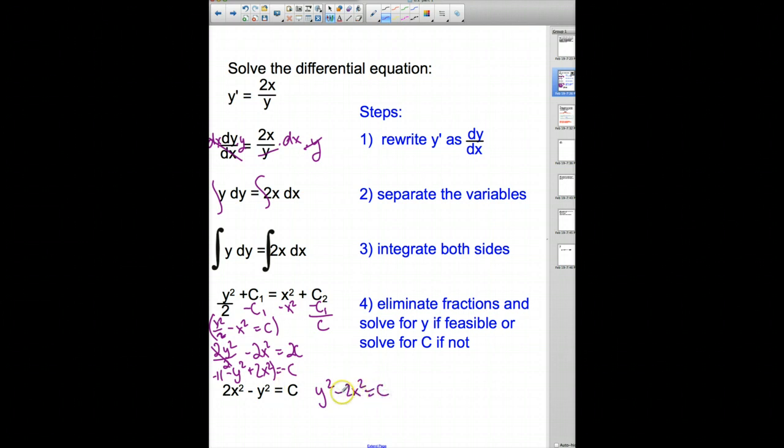So either one will be equivalent. So watch for that on your homework when you're checking your answers in the back. If you end up with this and they end up with this, you should be able to recognize that they are exactly the same answer. All right?